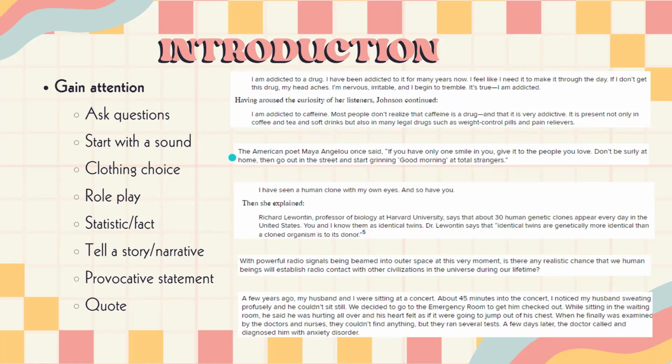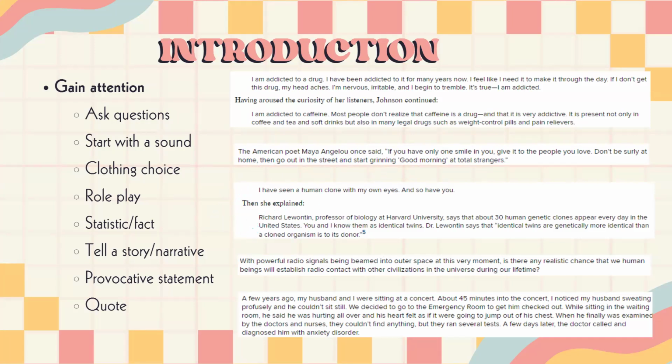A quote, right? This is easy. The American poet Maya Angelou once said, "If you have only one smile in you, give it to the people you love. Don't be surly at home, then go out in the street and start grinning good morning at total strangers." So, starting with the quote. Another kind of provocative statement could be, "I have seen a clone with my own eyes, and so have you." And then get into our topic.